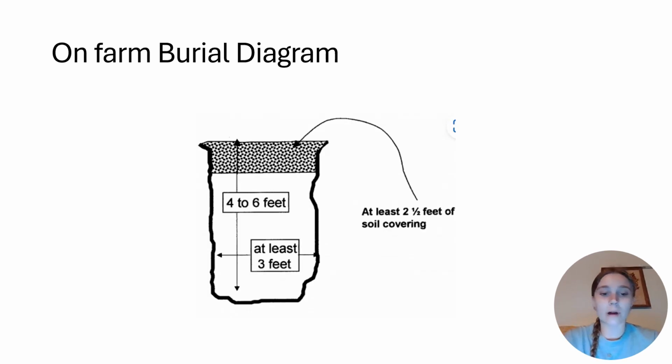This is a diagram of what an on-farm burial would look like. I wanted to include an image just to give a visual as to how that's different from the beginning slides showing how the animal was encompassed in organic matter nutrients where it broke down. These animals in an on-farm burial are being buried deep in the ground. You can see that there's some organic matter that is being placed on top with at least 2.5 feet of soil covering. And you can see that there's some depth requirements in order to avoid scavengers getting into the burial sites.